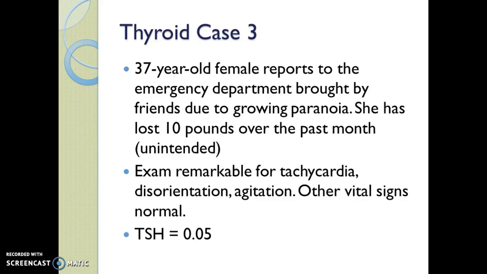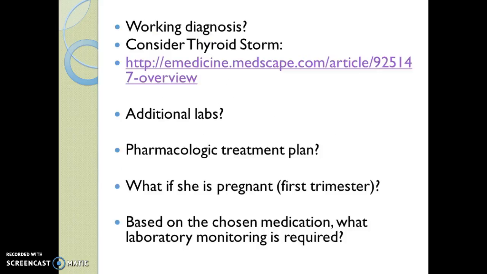Now her other vital signs were normal, so she did not meet criteria for needing emergent treatment of her hyperthyroidism, but she certainly needed treatment. So our working diagnosis in this case would have been hyperthyroidism of some primary sort, possibly Graves' disease, which is the most common, an autoimmune disorder.